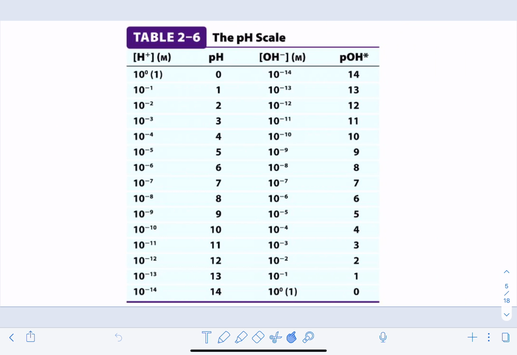And a decrease in pH represents an increase in hydronium ion concentration, while an increase in pH represents a decrease in hydronium ion concentration. So strong acids would be proton donors that dissociate fully in water, while strong bases are proton acceptors that fully dissociate in water.